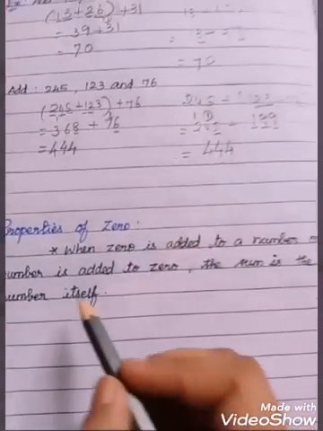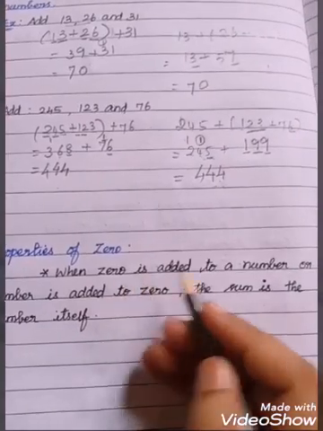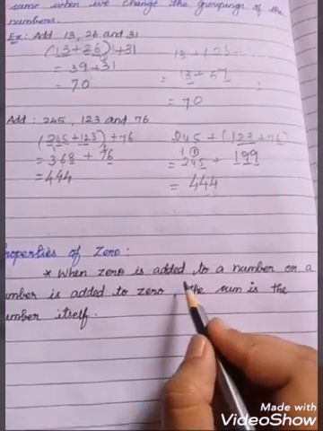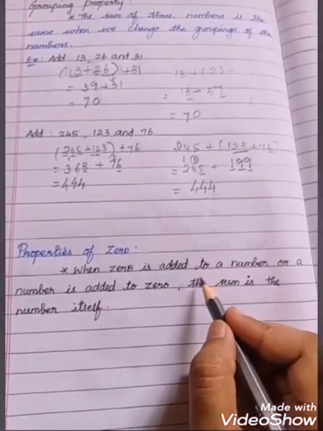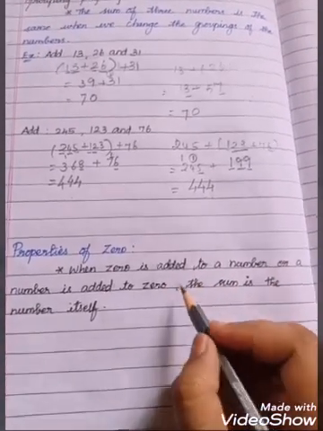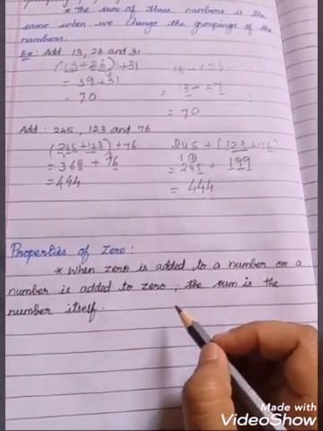See the third property, properties of 0. When 0 is added to a number or a number is added to 0, the sum is the number itself.